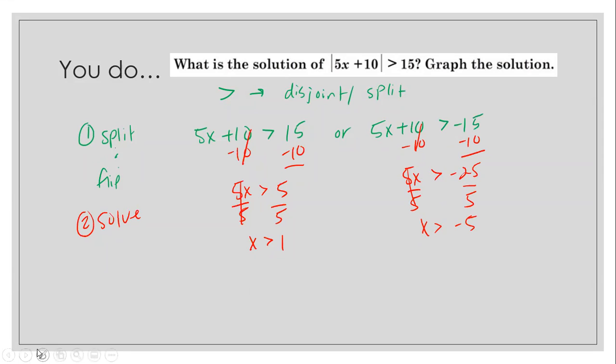And so then the third thing is to graph. So third and final, I'm going to create my graph. It's a disjoint graph. So I'm going to find 0 again. I'm going to put 0 here. Put negative 5 over here, 1 over here. And this time they're open circles because it's strictly greater than. And bam.